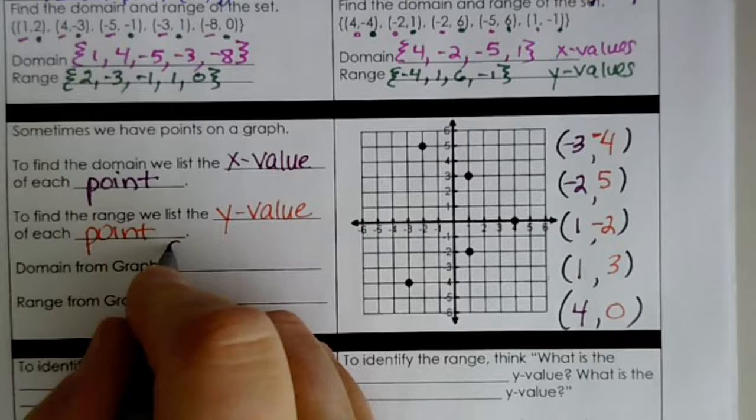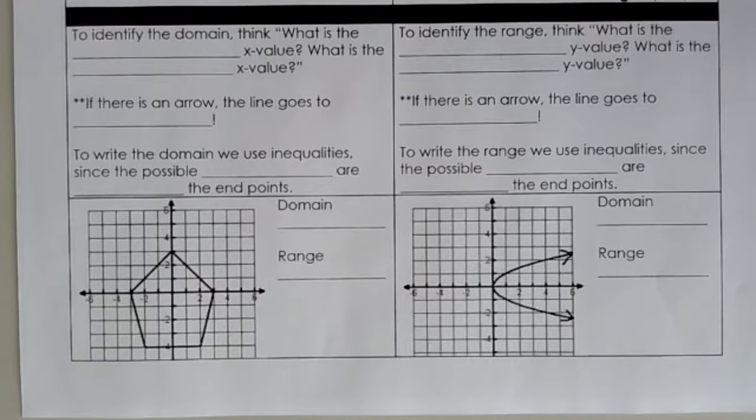So let's practice on this other one. Same rule here with our y values. We're going from lowest to highest on our y values. And if there's an arrow, it goes to infinity. And so all the y values, again, are between the endpoints.